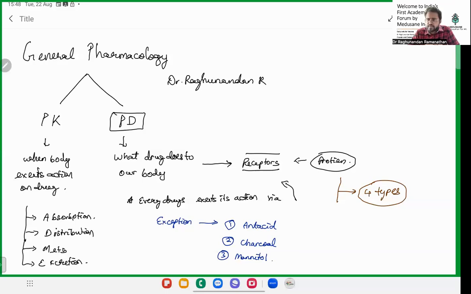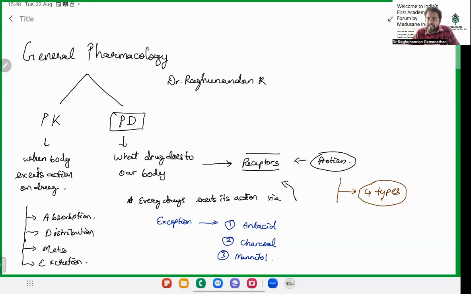Let it be anything, even a rat poison case or any poisoning case you get in your casualty. What will be your first step? You will put a Ryle's tube and put normal saline. You will do a stomach wash. After the stomach wash, you will give charcoal. What is the mechanism of charcoal? Charcoal adsorbs your drug.